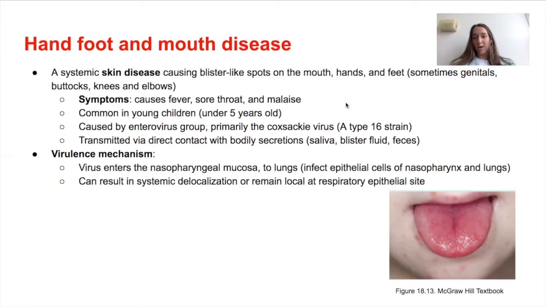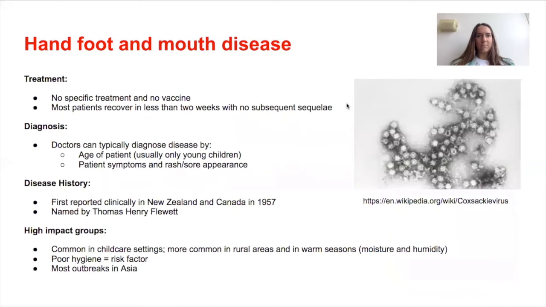And then in the bottom right, that's a figure from the textbook showing the little blister-like spots on the tongue and the lips, and then kind of the surrounding mouth area. So the treatment, there's really no specific treatment and no vaccine for hand, foot, and mouth disease, but most patients recover in less than 2 weeks with no subsequent sequelae.